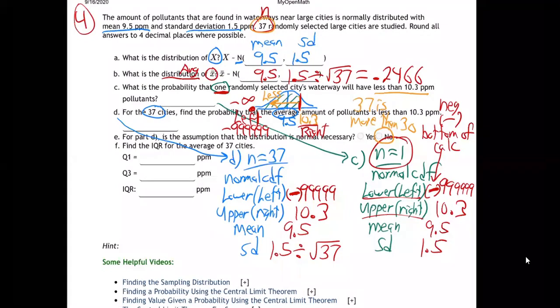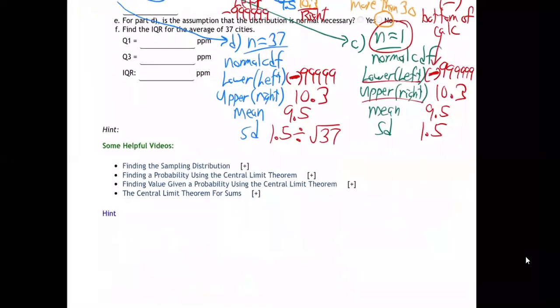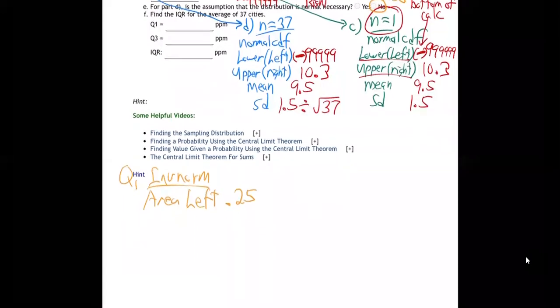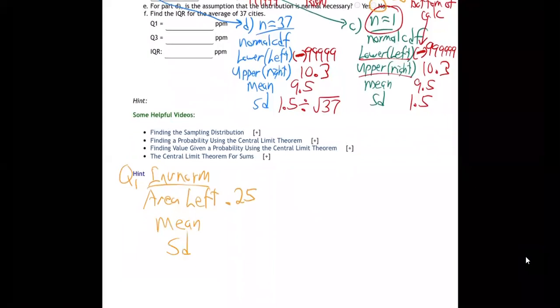Now we come on down. Let's answer Q1, Q3, and the IQR. So what's Q1? You remember how to do these? Do them the same way we did them before. Q1, you're going to go to inverse norm. Whoops. Inverse norm. And you're going to go area left is 0.25. And mean and standard, the mean is still the 9.5. And now the standard is we got to divide, right? 1.5 divided by the square root of 37.